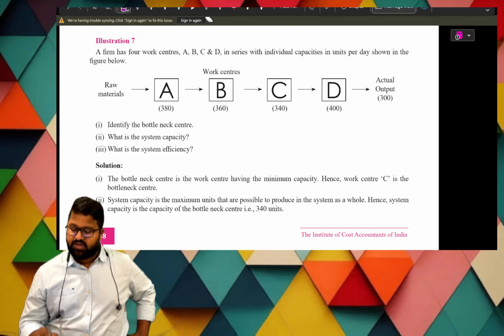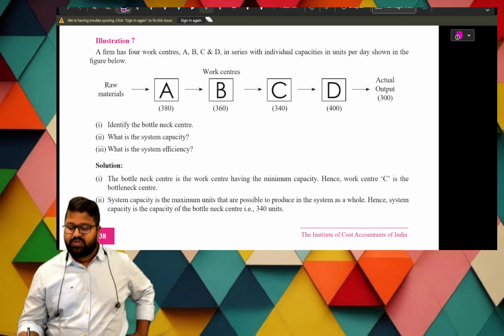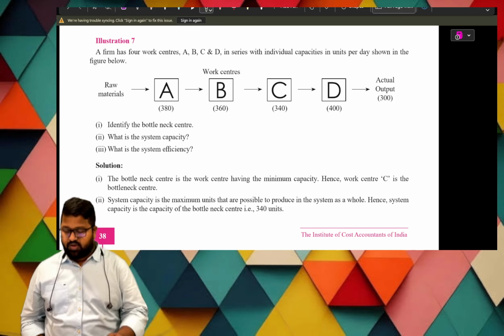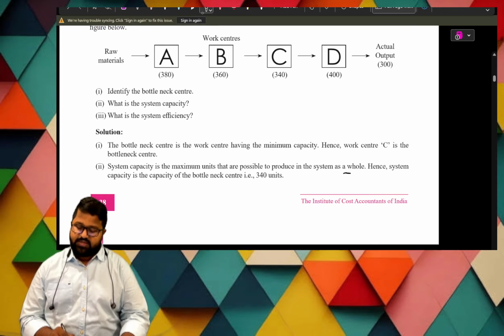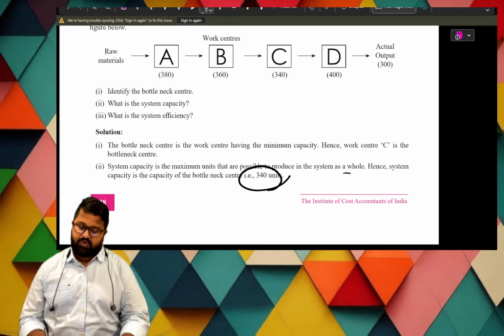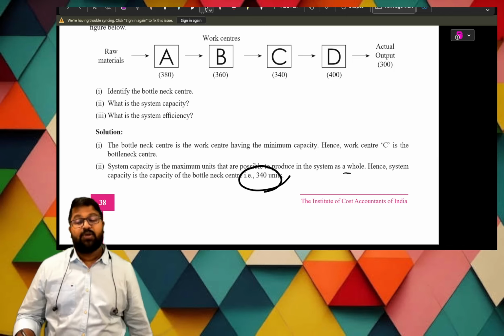Next, what is the question, buddy? What is the system capacity? System capacity is the maximum units that it is possible to produce in the system as a whole. And the system capacity in this bottleneck is 340 units. Maximum it can produce. That is okay.